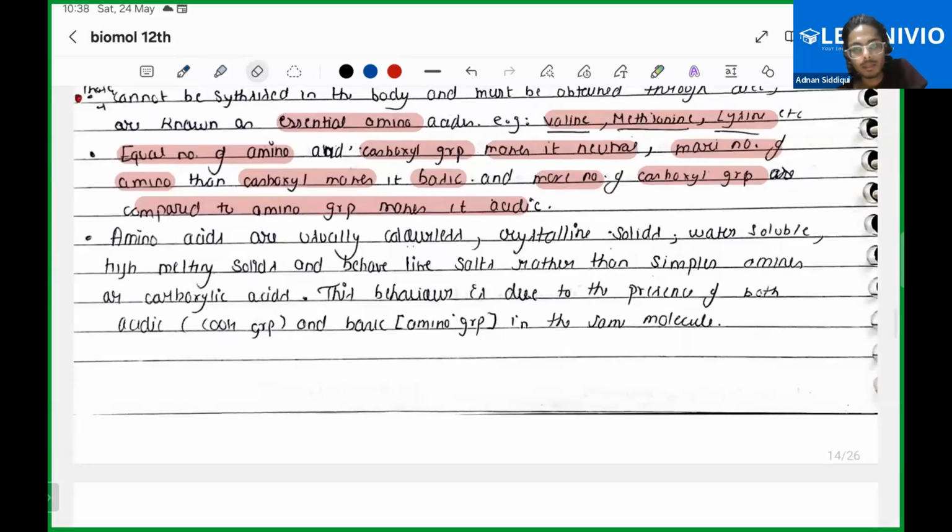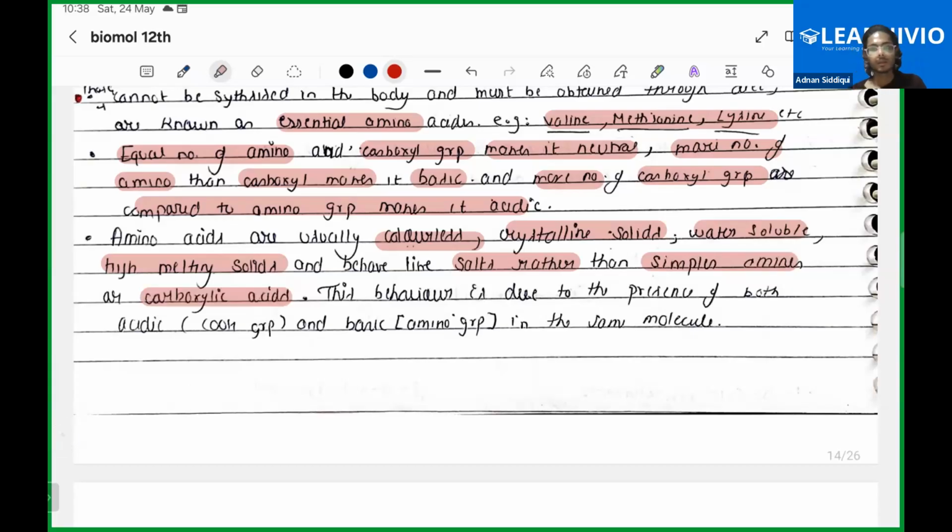Amino acids are usually colorless, crystalline solids, water soluble, with high melting points, and they behave like salts rather than simple amines or carboxylic acids. So first of all, they are colorless, have a crystalline structure, are water soluble, have high melting points, and behave like salts. They have salt properties because they have an amine group as well as a carboxylic group, so they will behave differently from a simple amine or a simple carboxylic acid.